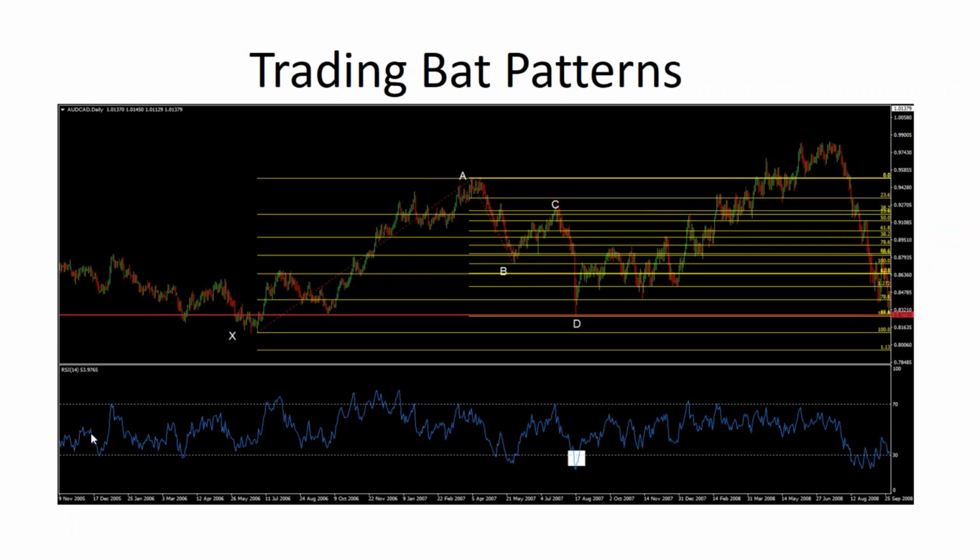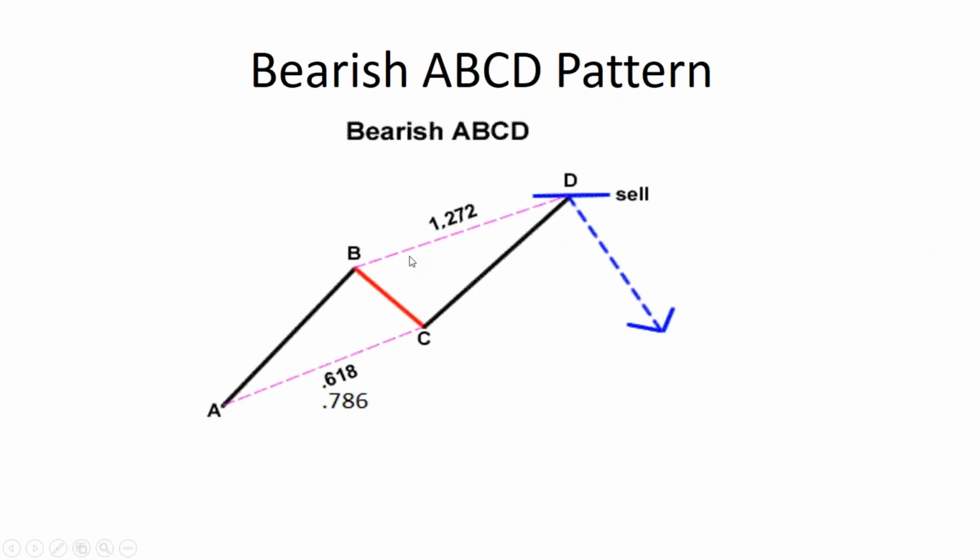Okay, so that's the bat pattern then. Let's move on now and take a look at the second pattern of the session, which is the ABCD pattern. So once again, we'll jump right in and start by looking at the diagrams before moving on to check the patterns on the charts. Okay, so this is our bearish ABCD pattern.